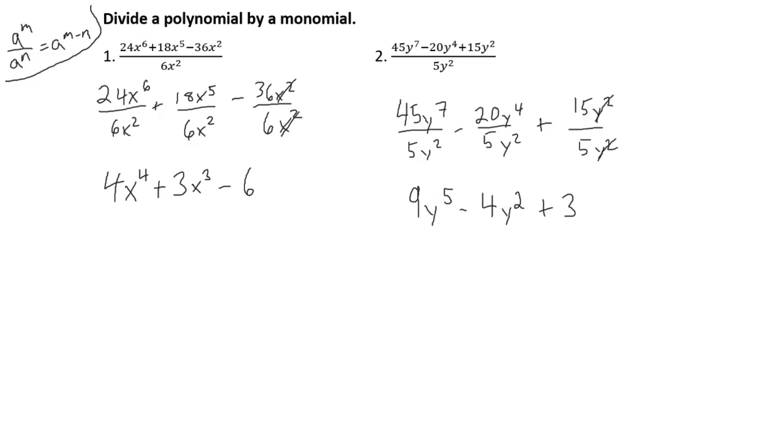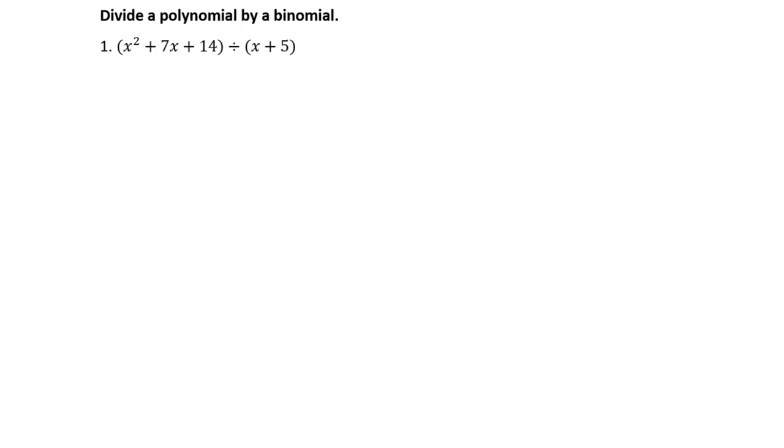All right, let's look at some more. So now we're going to divide by a binomial. And so in order to divide by a binomial, we are going to use long division. So I'm going to put x plus 5 here, and then put x squared plus 7x plus 14.